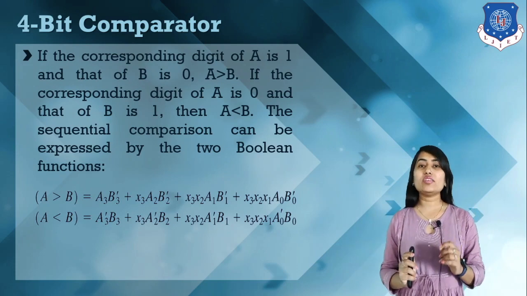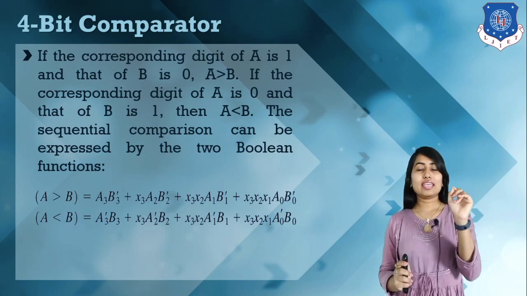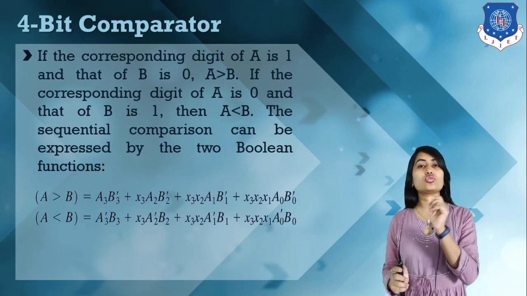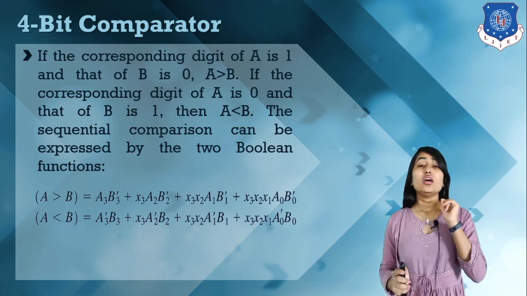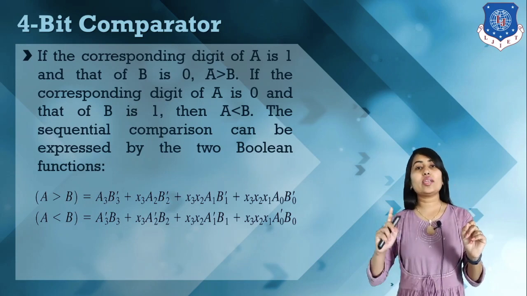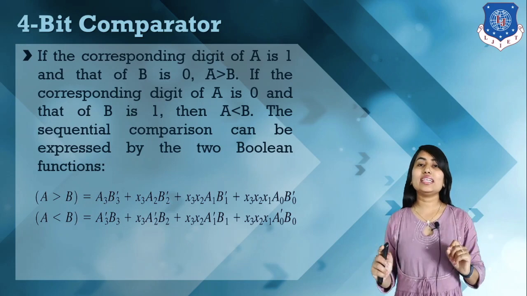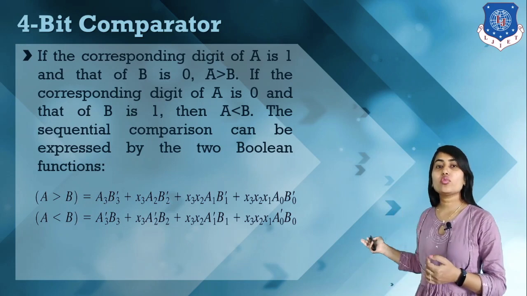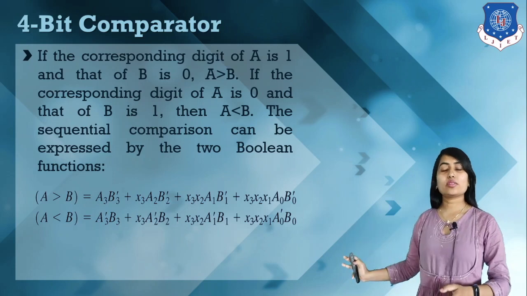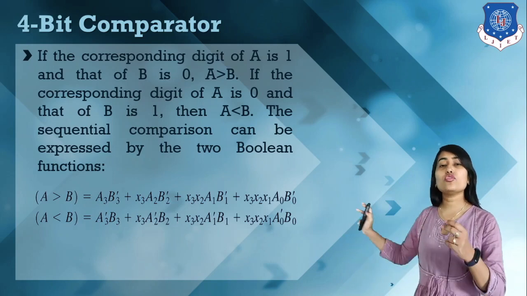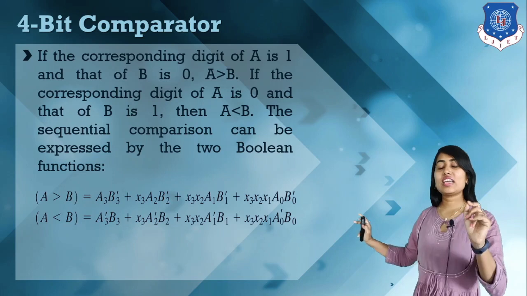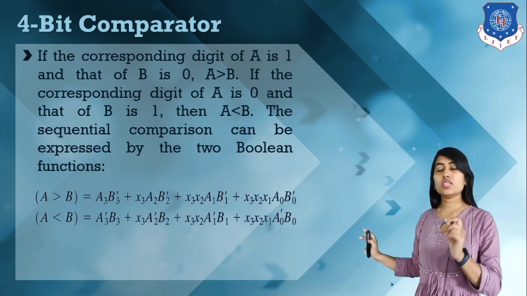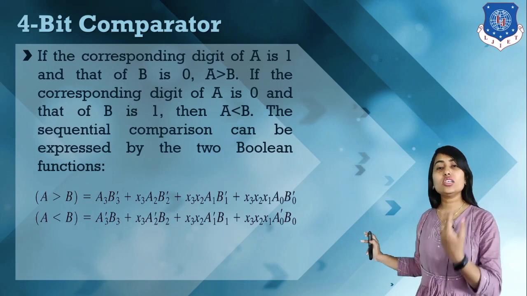Whenever we can say that A is greater than B, that is when A is equal to 1 and B is equal to 0. And if A is equal to 0 and B is equal to 1, that means we have A less than B. Using this concept we can make an equation for A greater than B and A less than B. So how can we write this equation? For A greater than B, B is equal to 0, so we can write it with the inverted variable.